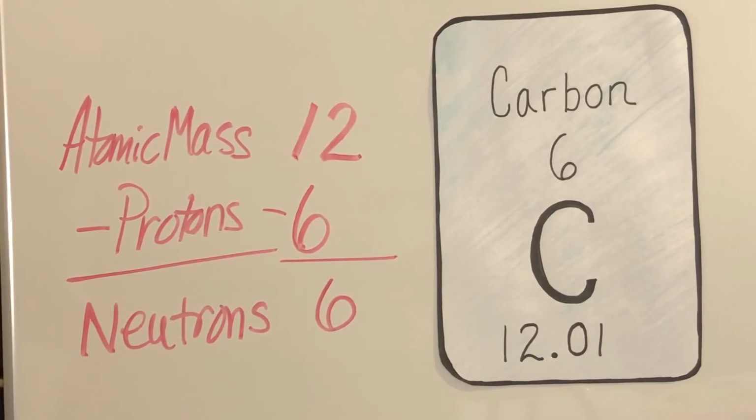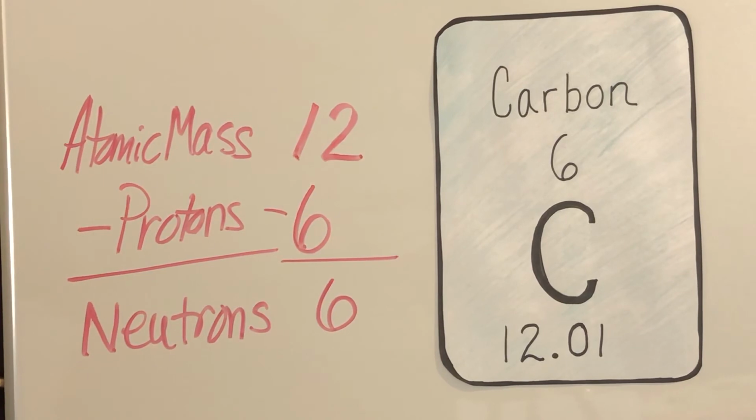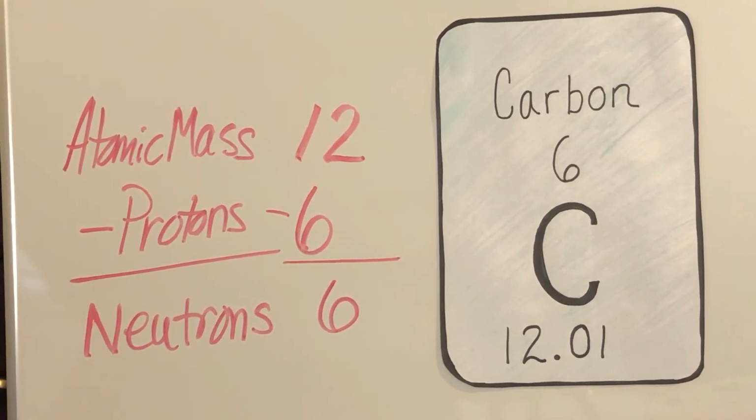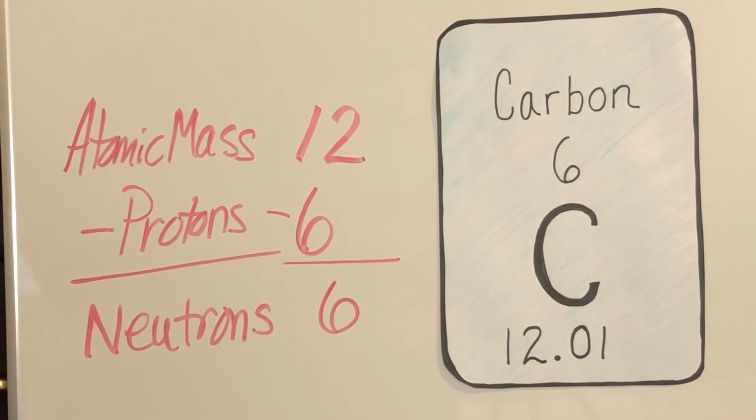That means for the element carbon, the number of protons is 6 because the atomic number is 6. The number of electrons is the same as the number of protons because this is a neutral atom, and so it also has 6 electrons. And when you subtract the atomic mass, 12, minus the number of protons, 6, you get that the number of neutrons for carbon is also 6.